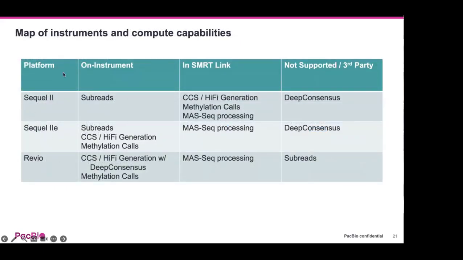There are differences in capabilities across different instruments in what they're able to generate. So Sequel II and IIe don't have GPUs on board, so they can't do deep consensus. But with Revio, you can, because it's all on board. With Revio, the default output is just the HiFi reads, whereas on older platforms, you will get the subreads, and then you'll have to run CCS and all that stuff off instrument or on SmartLink. This is a little outdated because we do support subreads, but it's an advanced setting.